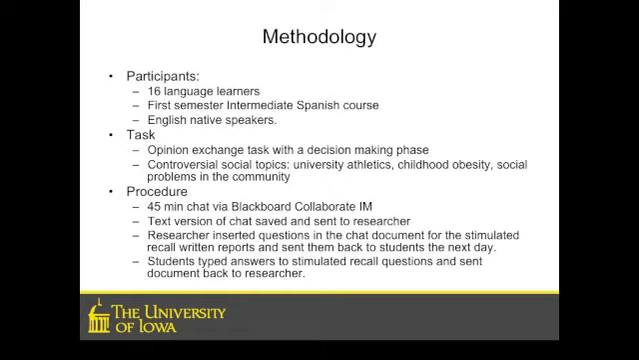They participated in a 45-minute chat via Blackboard Collaborate Instant Messenger, and a text copy of their chat was saved and sent to the researcher. Then, the researcher inserted questions into the documents for the simulated recall written reports and sent them back to the students the next day. Finally, students typed their responses to the simulated recall questions and sent the document back to the researcher.